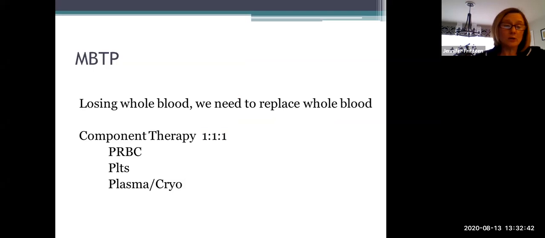If we decide we're going to use those emergency cells, we probably want to think about ordering a massive blood transfusion. Now, our patients that are hemorrhaging are losing whole blood, so we have to replace whole blood, and we do it through component therapy. Here at Children's, we do packed red blood cells as pack A, and then a combination of PRBCs, platelets, and either plasma or cryo as part of pack B and pack C.